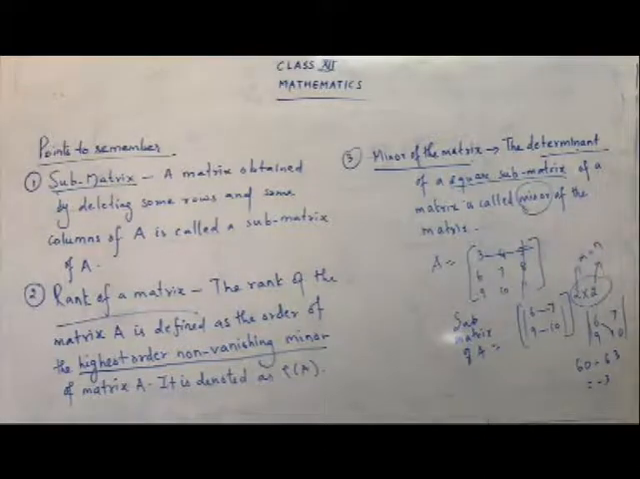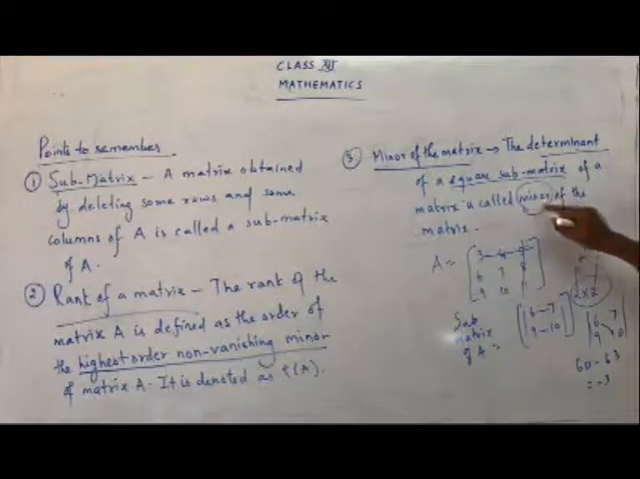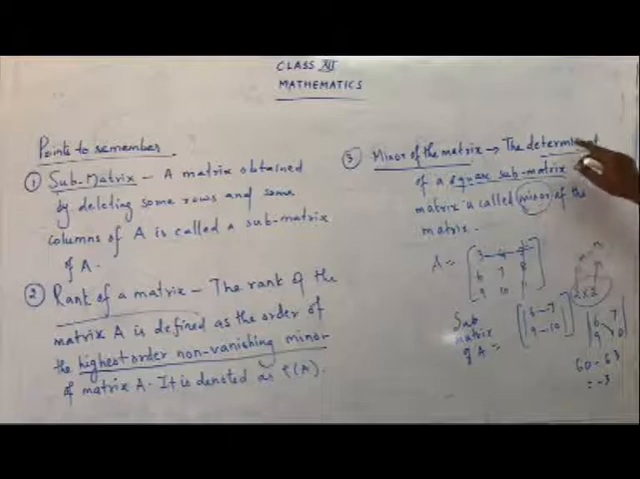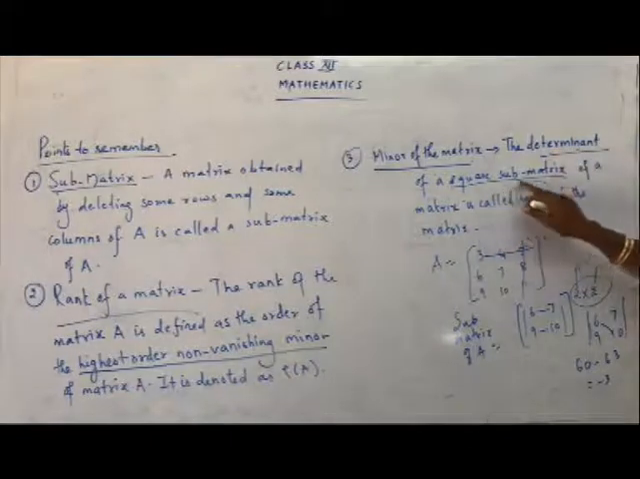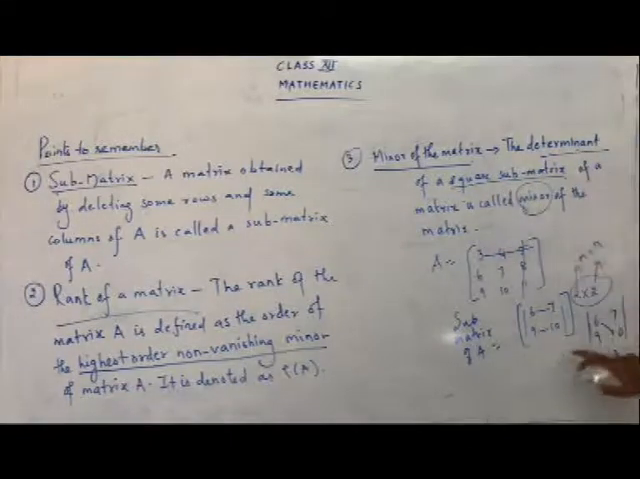So you should know what is a submatrix. You know now the meaning of submatrix, and also you know the meaning of minor. What is minor? Minor is the determinant of a square submatrix. So we have found the determinant of a square submatrix.